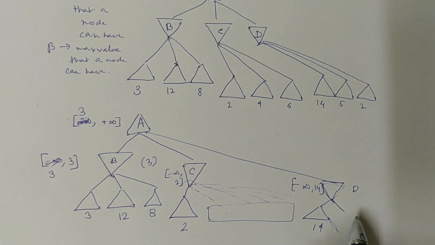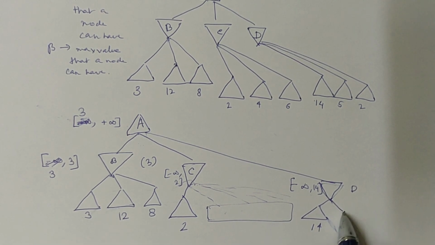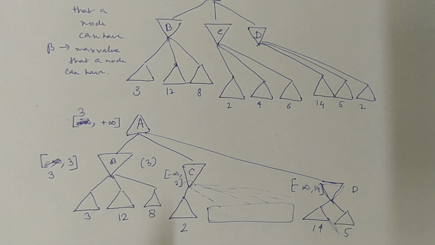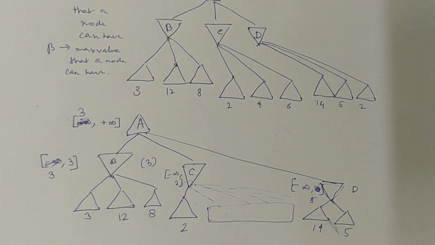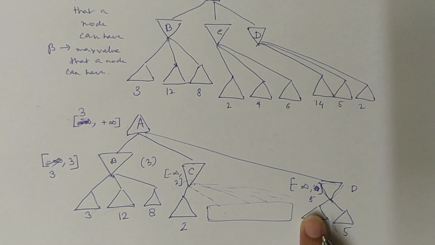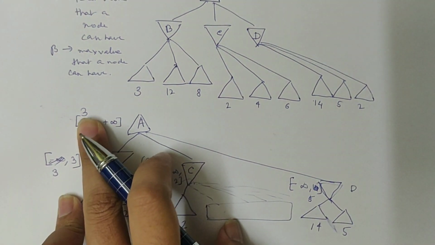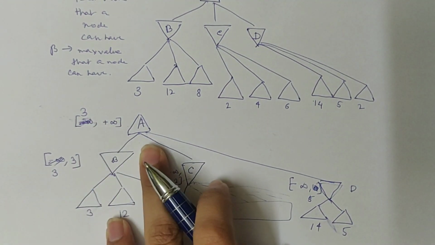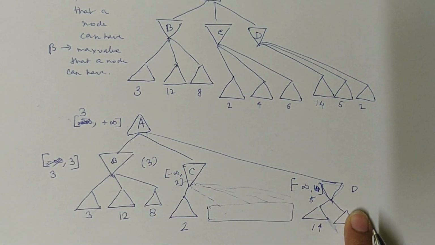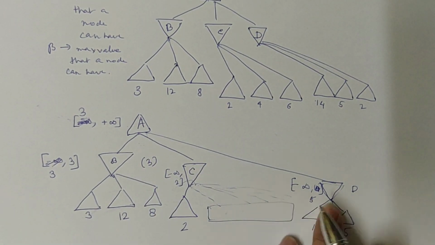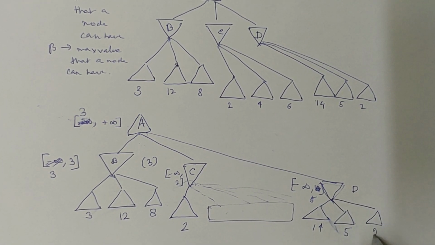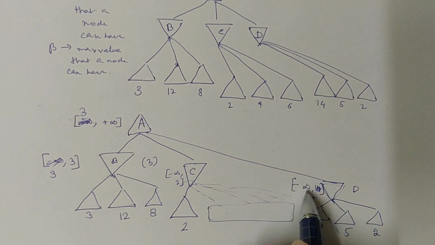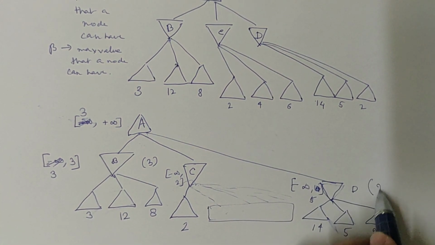Next is 5. As soon as the minimizer gets a lesser value, it updates its beta value. But this 5 is also greater than 3. So A still sees an opportunity in D. It allows further opening. It's a 2. So the value of the node becomes 2.